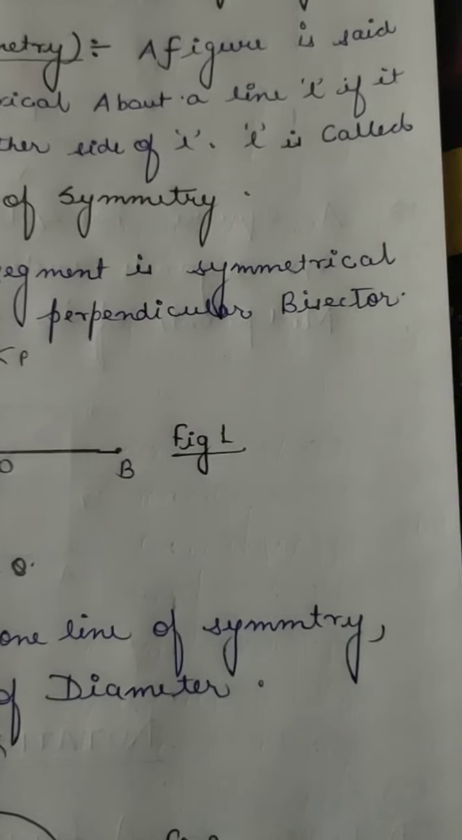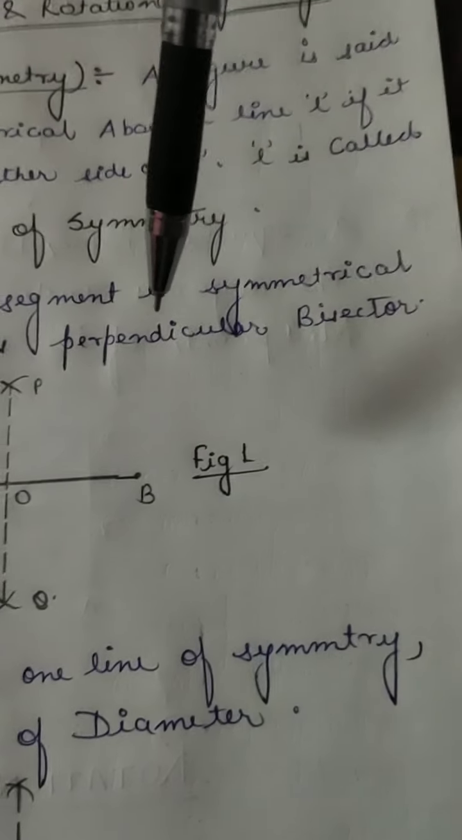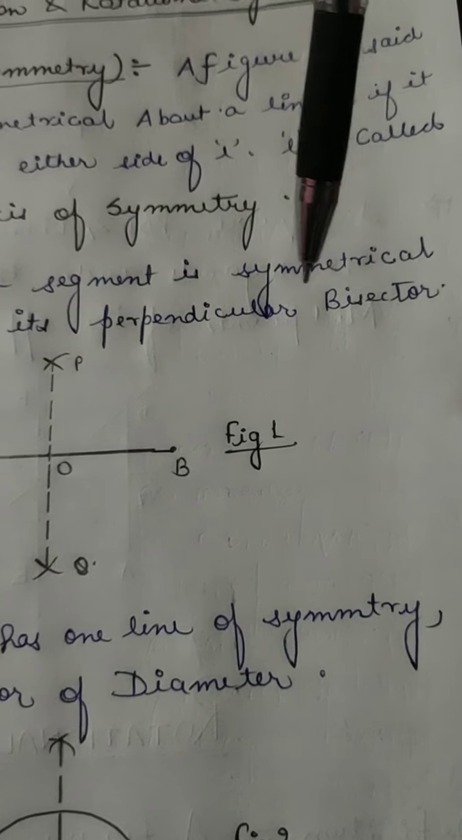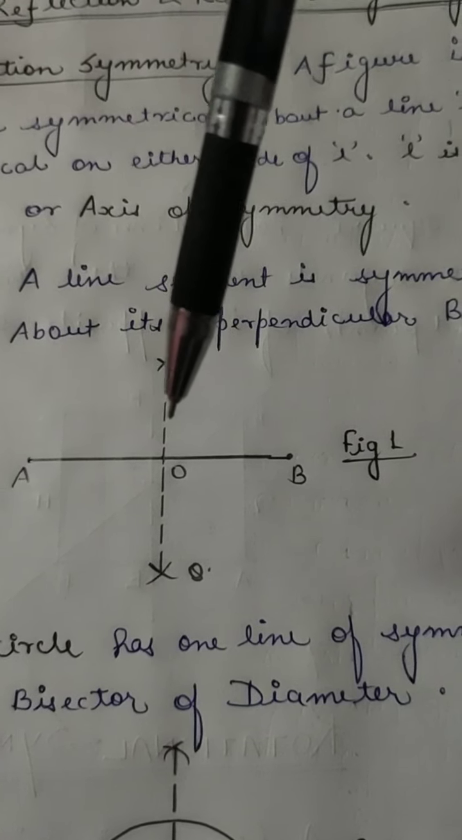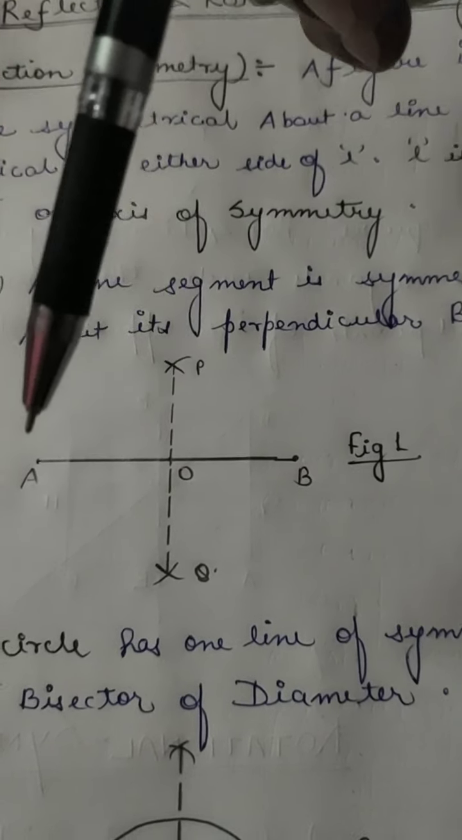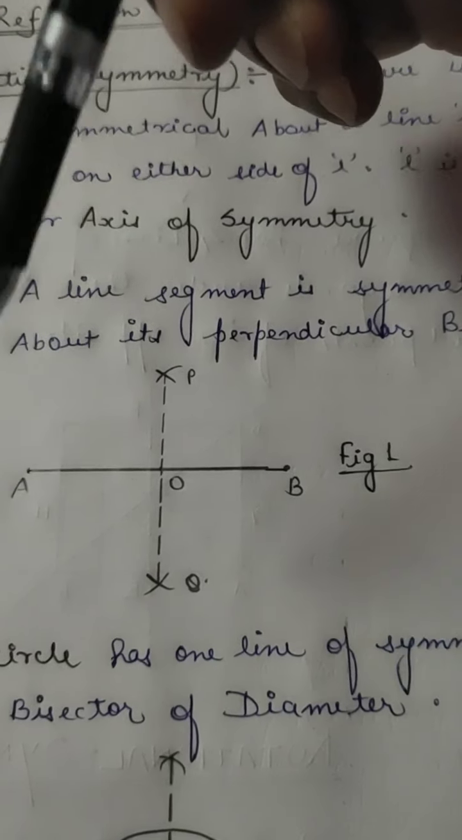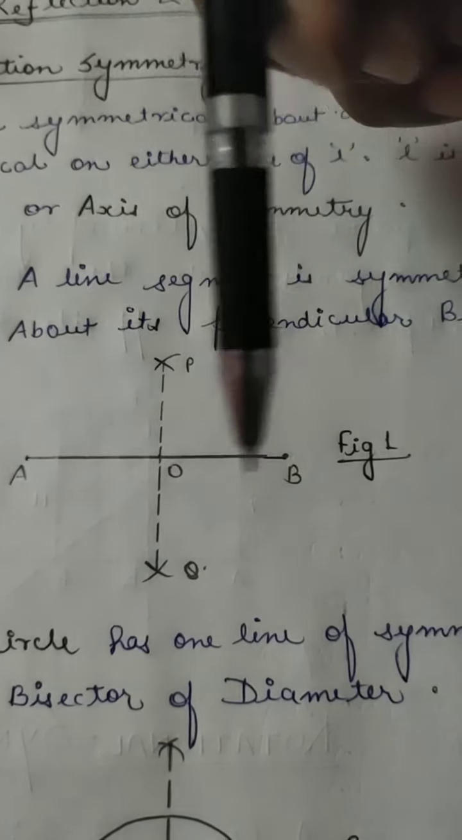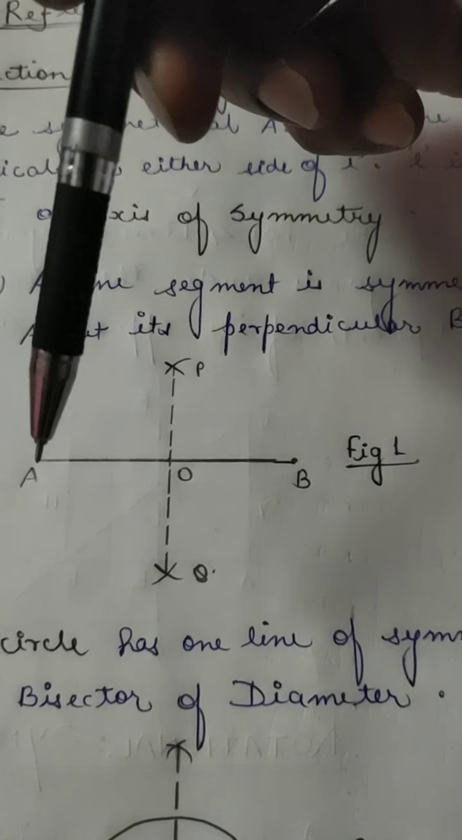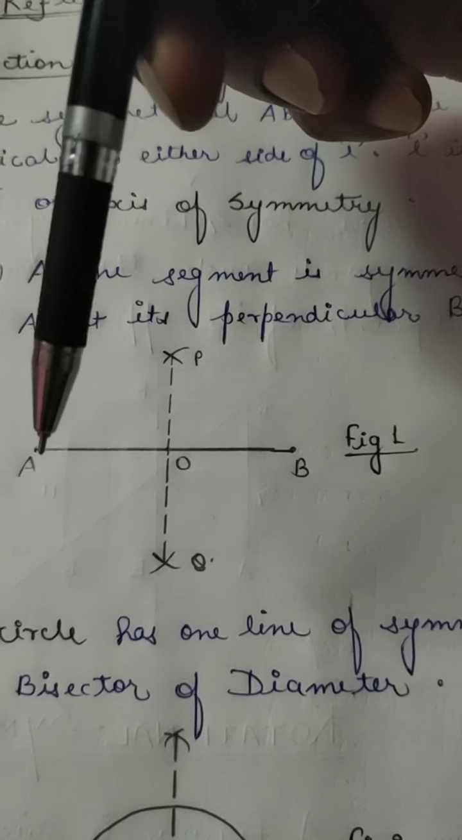A line segment is symmetrical about the perpendicular bisector. एक लाइन सेगमेंट जो होती है वो परपेंडिकुलर बाइसेक्टर के अबाउट क्या होती है? सिमेट्रिकल होती है. दैट मीन्स सिमेट्रिकल मीन्स अगर परपेंडिकुलर बाइसेक्टर क्या होता है? इस लाइन को दो इक्वल पार्ट्स में डिवाइड करता है. दैट मीन्स दिस लाइन सेगमेंट इज डिवाइडेड इनटू टू इक्वल पार्ट्स.